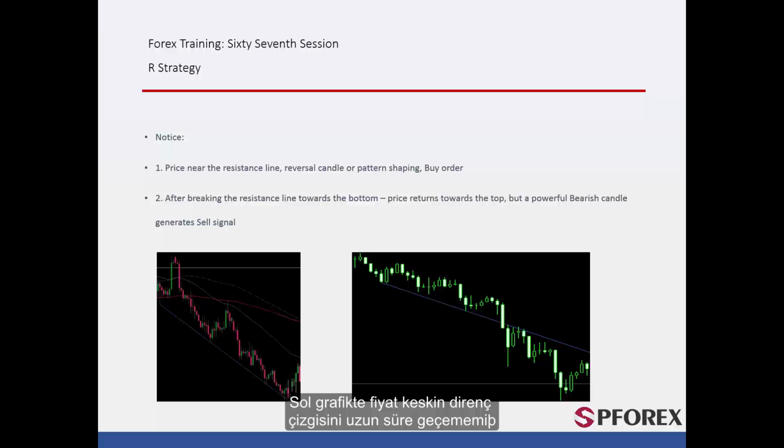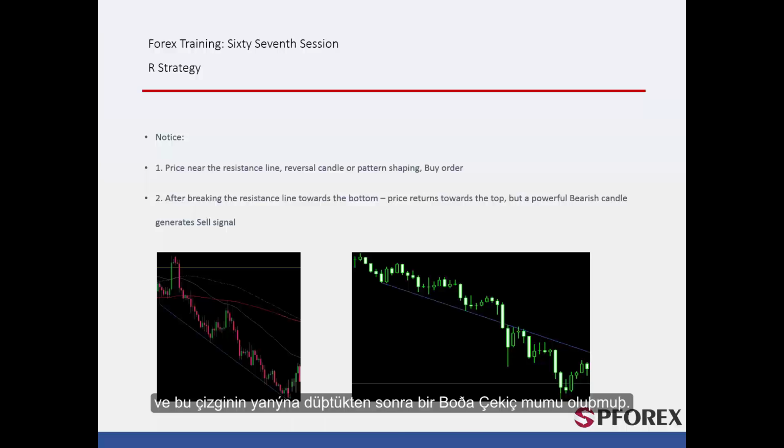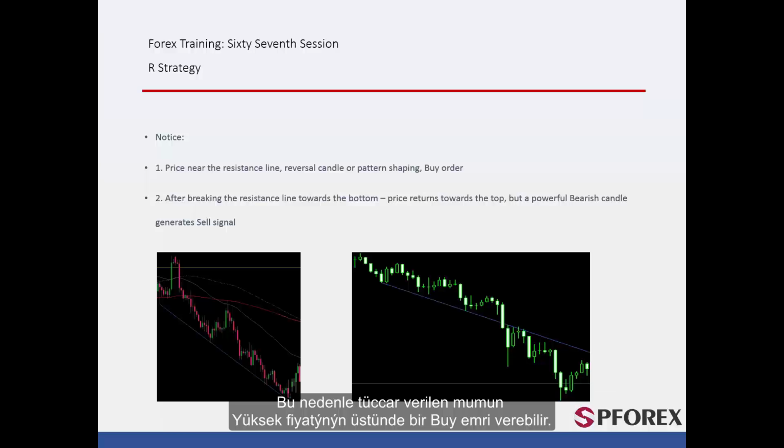On the left graph, price could not cross the descendant resistance line for a long time, and after it falls near this line, a bullish hammer candle has formed. Thus, a trader could place a buy order above the high price of the given candle.